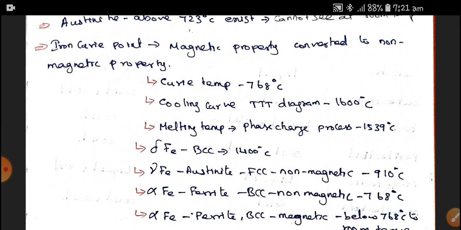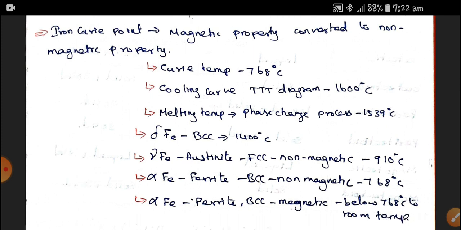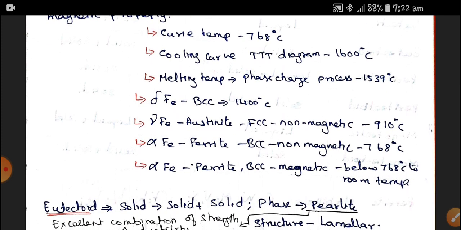The Curie point is present in delta iron of BCC structure at 1400 degrees Celsius. It will be present in austenite, the FCC non-magnetic structure, at 910 degrees Celsius, and alpha ferrite in BCC non-magnetic structure at 768 degrees Celsius, and alpha ferrite in the pearlite form of BCC magnetic, and below 763 degrees Celsius to room temperature it will be in the magnetic form.